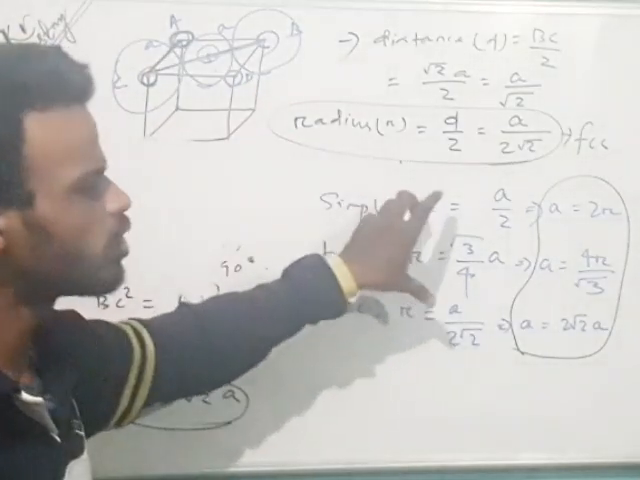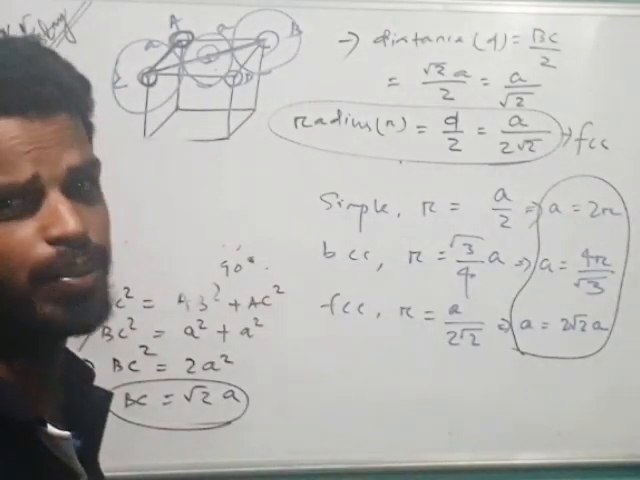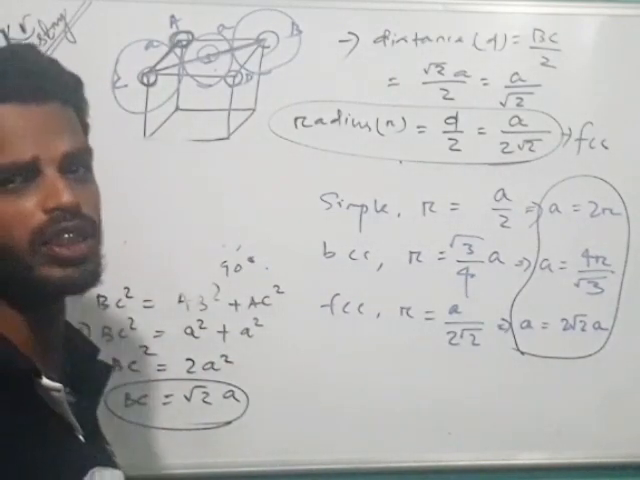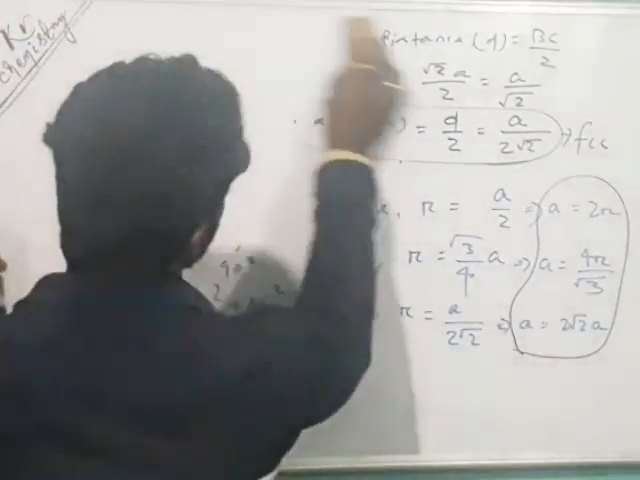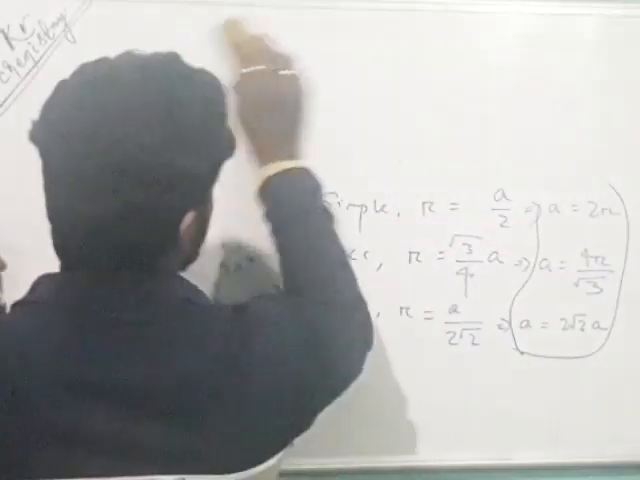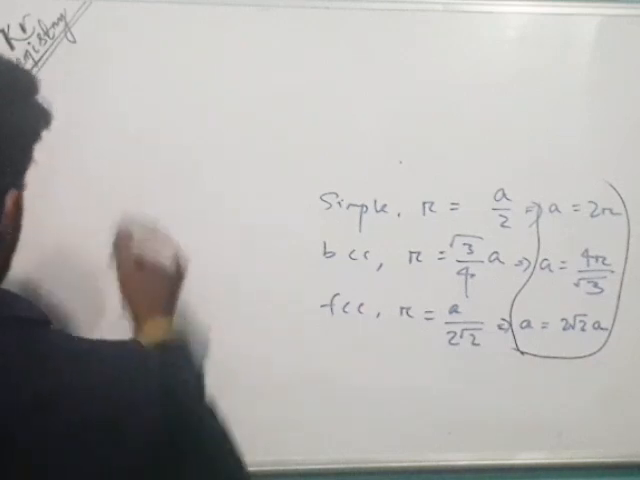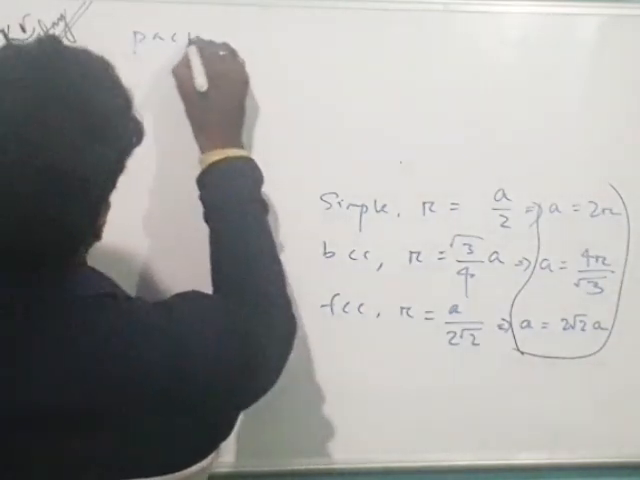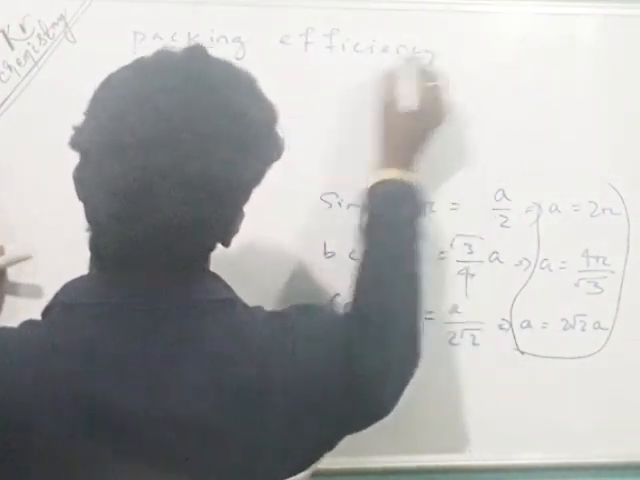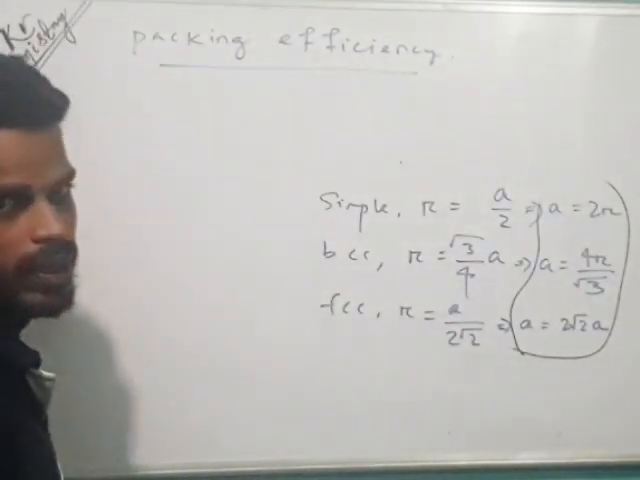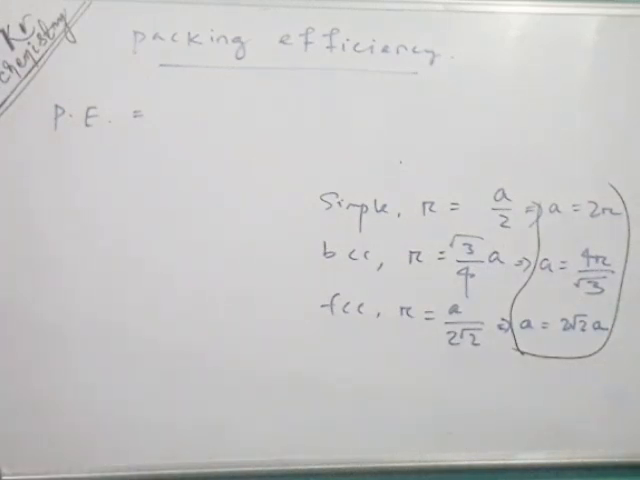From this radius and the edge length value, we can easily calculate the packing efficiency for simple, body centered and face centered cubic crystal. Let's see the packing efficiency. How can we calculate the packing efficiency? There is a formula for packing efficiency. Remember the formula.